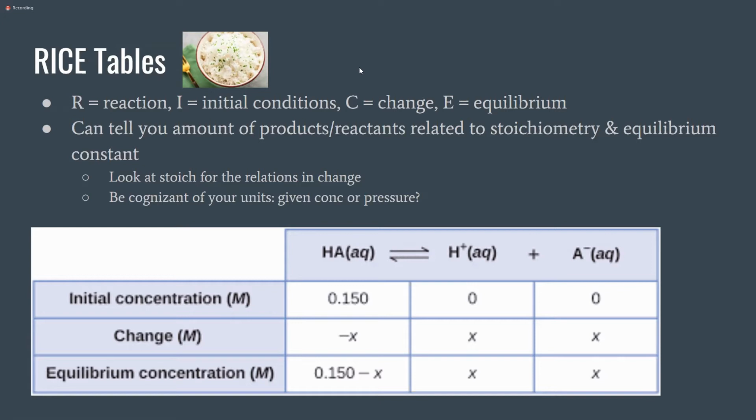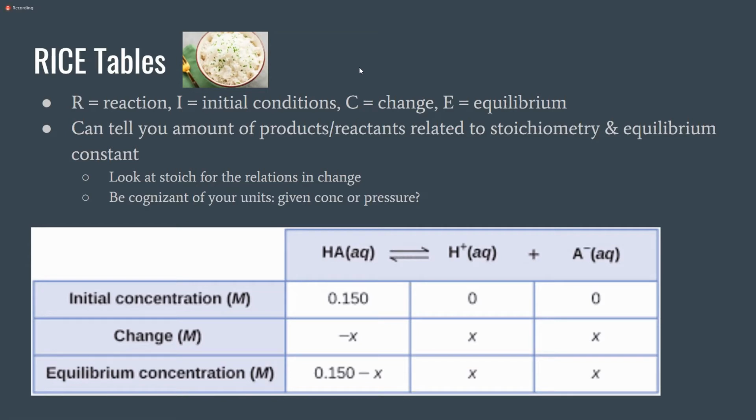The RICE tables can tell you the amount of products or reactants related to stoichiometry and the equilibrium constant. So what you need to do when you have a RICE table is to look at the stoichiometry for the relations in change. So if you have 1 mole of reactant going into 2 moles of products, if you use X amount of this, you will make 2X amounts of products. And you should be cognizant of your units.